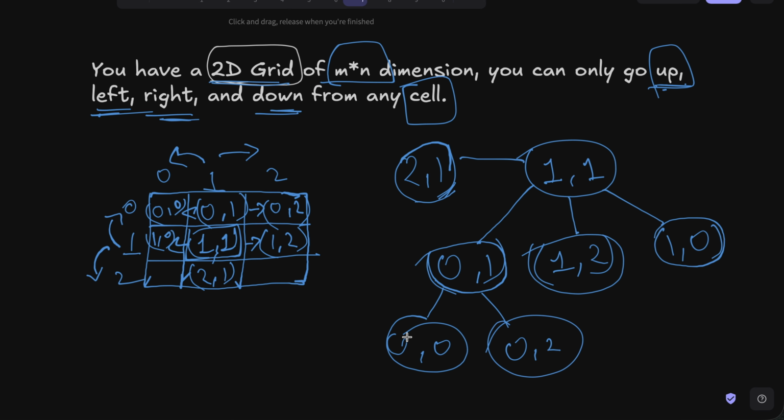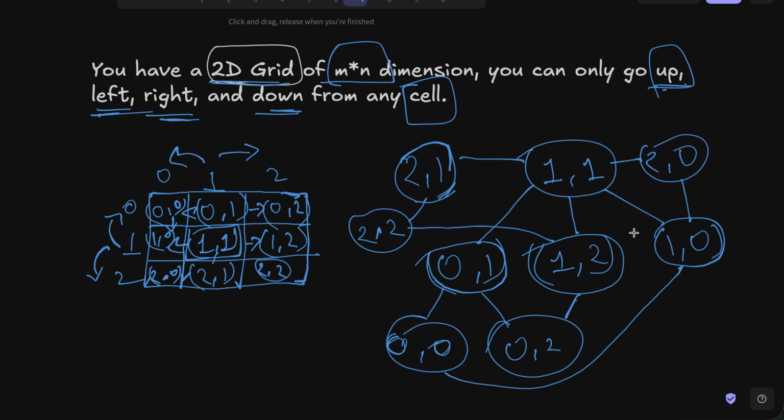Now here's one thing. I have 0, 0, right? And from 0, 0, I can go to this 1, 0 also. Why? Because 1, 0 is in the downward direction. So I will have an edge from 0, 0 to 1, 0. And in the same way, we can keep on creating this graph. In the similar way, I tried to create the entire graph.